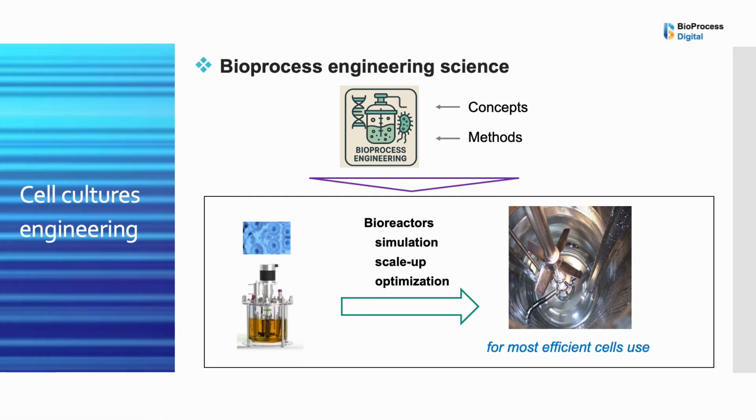To design high-performance cell culture bioreactors, engineers rely on the advances of bioprocess engineering. This scientific discipline provides a conceptual and methodological framework for the simulation, scale-up, and optimization of animal cell culture bioreactors. Its ultimate goal is to enable the most efficient and productive use of animal cells in biomanufacturing processes.